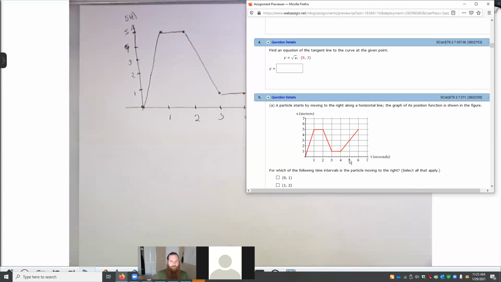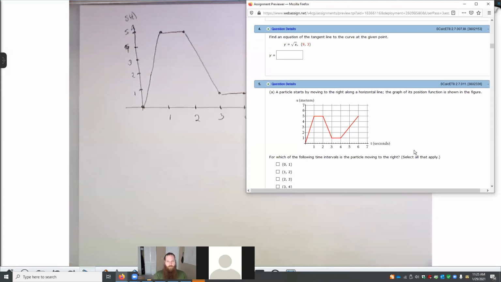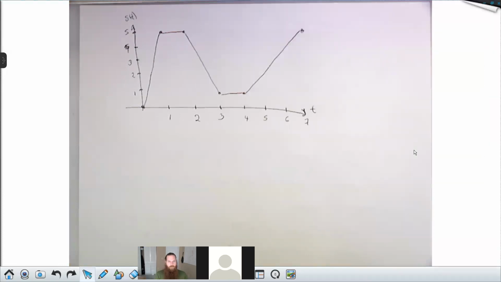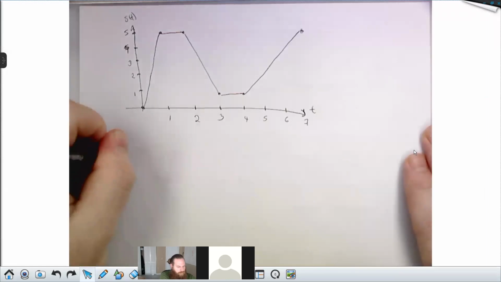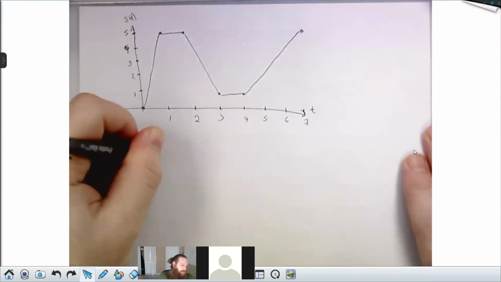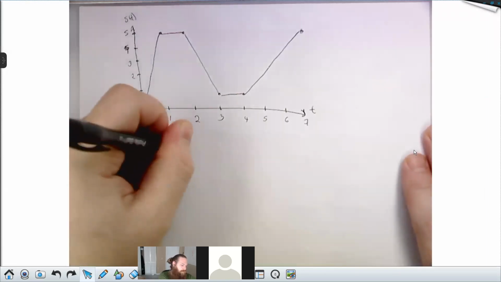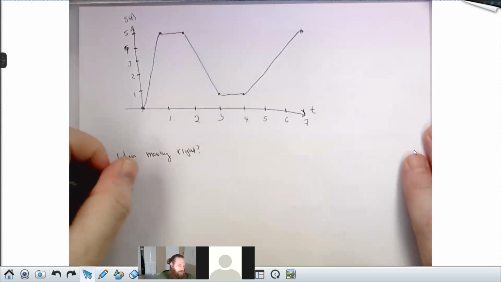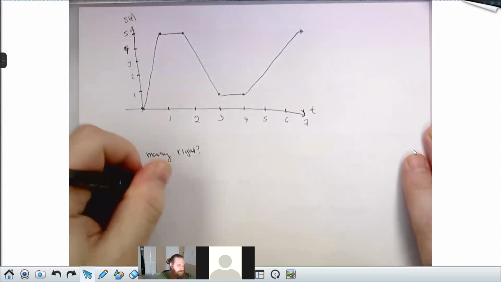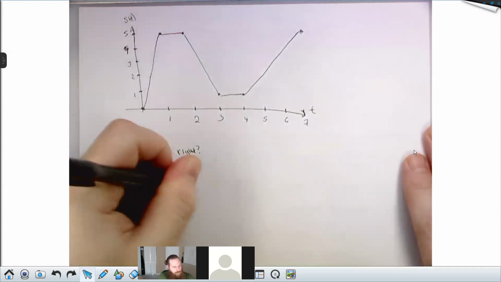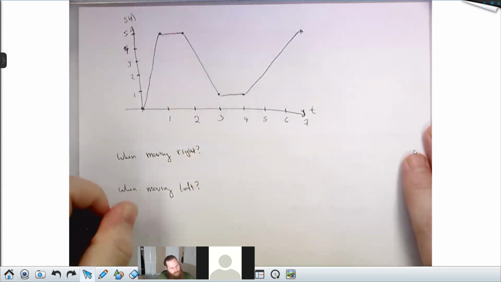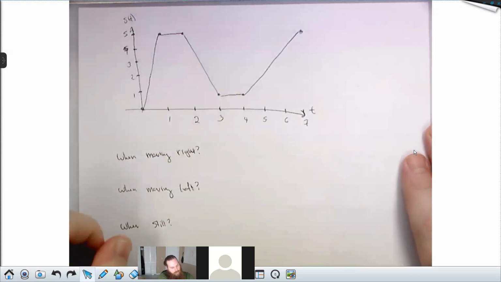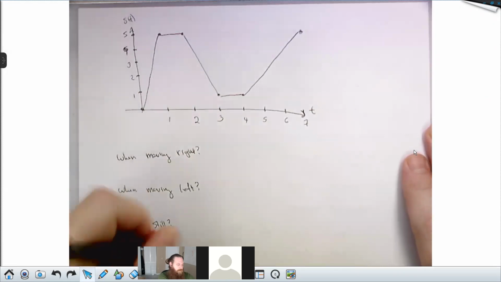So this is the graph of my position function, s of t. Right? And they ask us, when are we moving to the right? When are we moving to the left? When is the particle standing still? And then sketch the velocity.